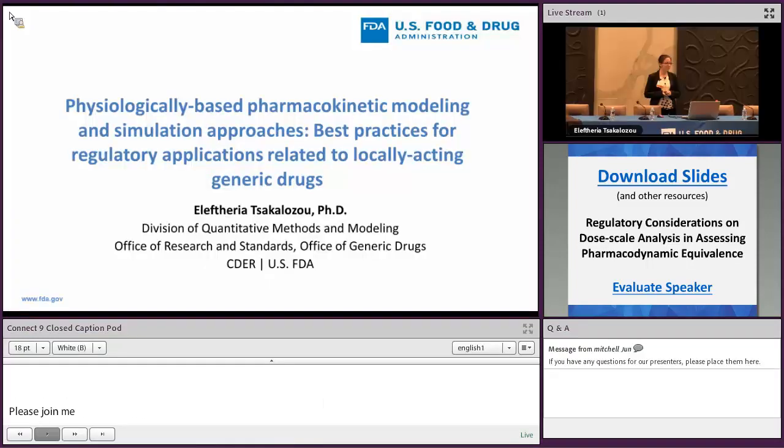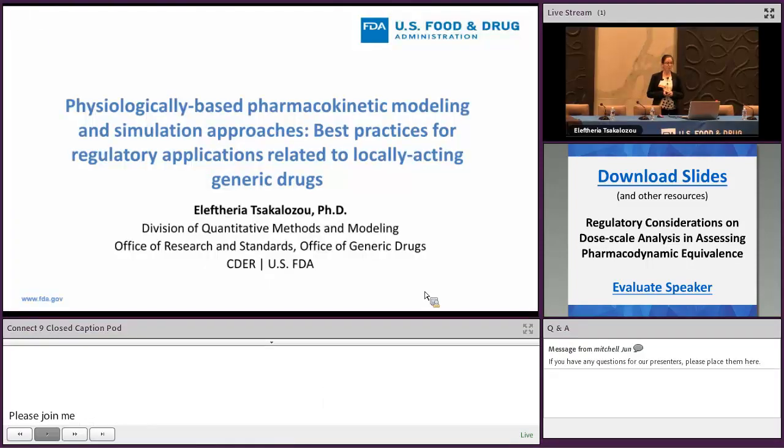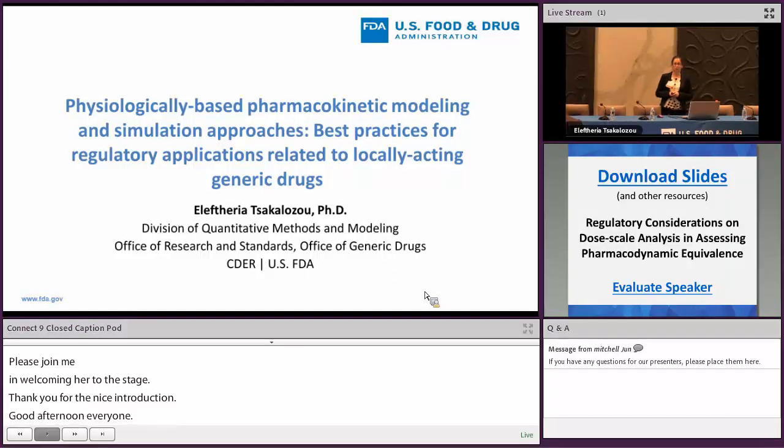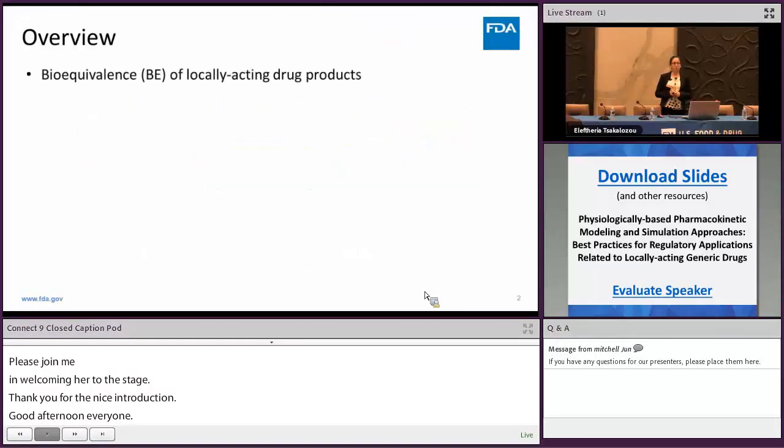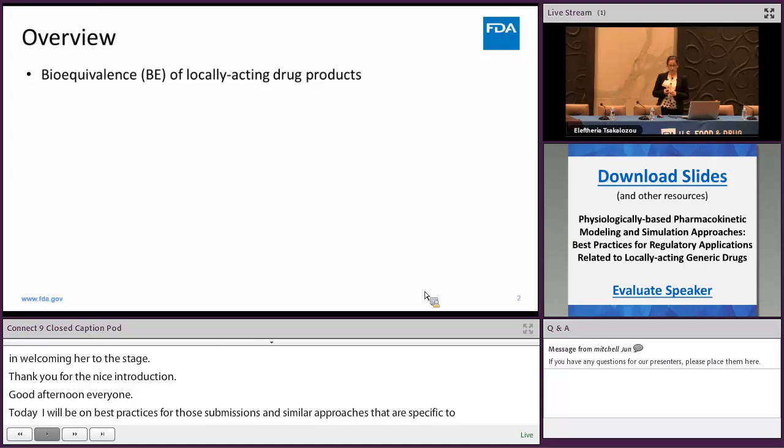Good afternoon, everyone. Today, my talk will be on best practices for regulatory submissions that include physiologically-based pharmacokinetic modeling and simulation approaches that are specific to locally acting generic drug products. Bioequivalence for locally acting drug products has a unique aspect, and I will highlight that throughout the talk.